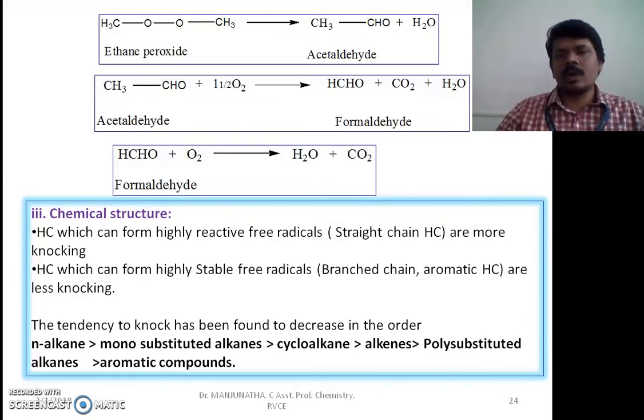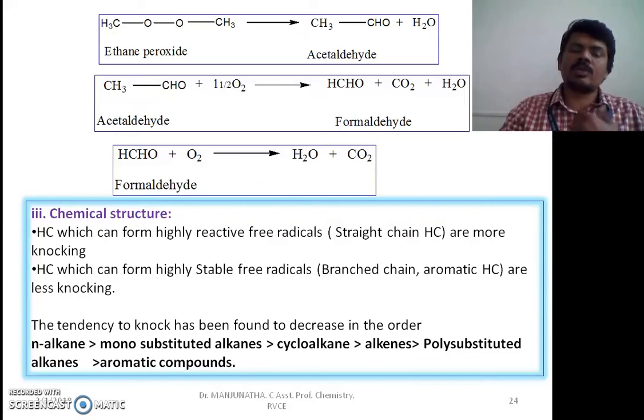So the knocking also depends on the chemical structure. The tendency to knock has been found to decrease in this order. N-alkanes, because they are straight chain, can form primary free radicals. Primary free radicals are highly reactive and can undergo highly explosive combustion. So if the petrol sample has more straight chain hydrocarbons, then it has more knocking. Then substituted ones are less. They can produce slightly more stable free radicals, therefore less knocking. Then cycloalkanes and alkenes, more polysubstituted, may result in tertiary free radicals. Hence it is more stable, with less knocking.